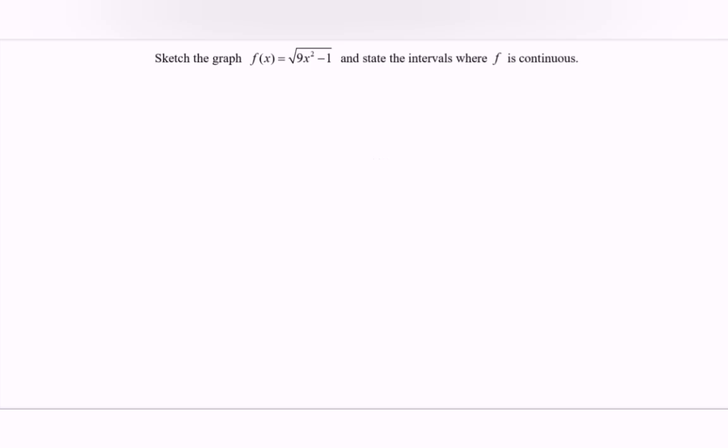Hello everyone, in this video I'm going to discuss the example for function and graph and also the limit and continuity. Sketch the graph for the function f(x) equals the square root of (3x minus 1)(3x plus 1). Then state the interval where f is continuous. So kindly refer to the situation.